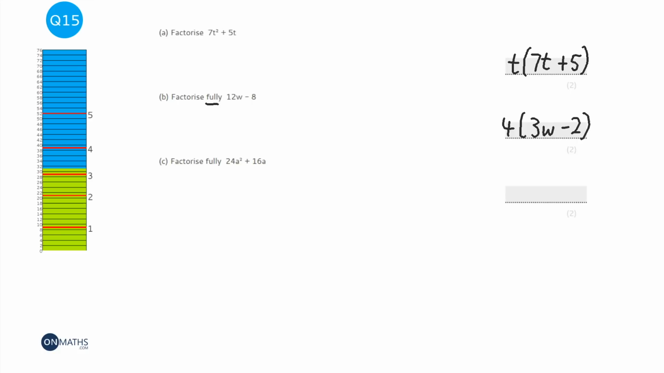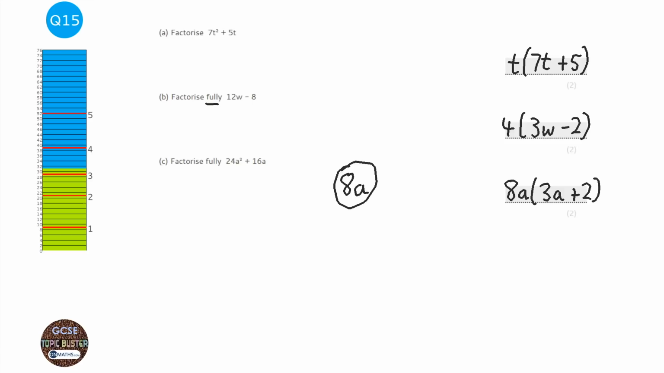Right, the last one, there's a number and a letter. So I'm thinking the number for 16 and 24 would be 8, and the letter would be a. Okay, so there's two things that we're dividing out this time. So I'm going to have 8a on the outside. What do I times 8 by to get to 24? Well, that's 3. And what do I times a by to get to a squared? Well, that's going to be a. What do I times 8 by to get to 16? 2. And what do I times 2 by to get to 16a? I'm just going to leave it, because the a is on the outside of the bracket. So a times 2 is 16a, so I don't need an a there.